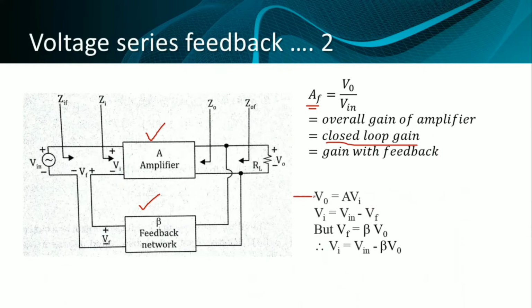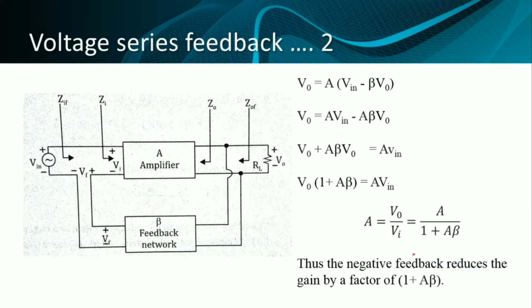So the same thing I have written here. V naught is equal to A into Vi. Vi is equal to Vin minus Vf. So I told you Vi is Vin minus Vf. But what is the value of Vf? It is beta into V naught. Okay, this is what we have written here.